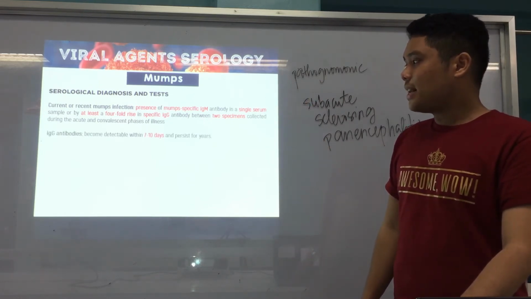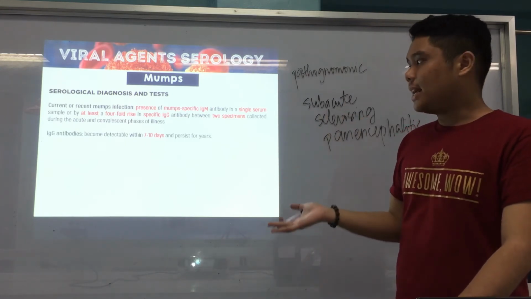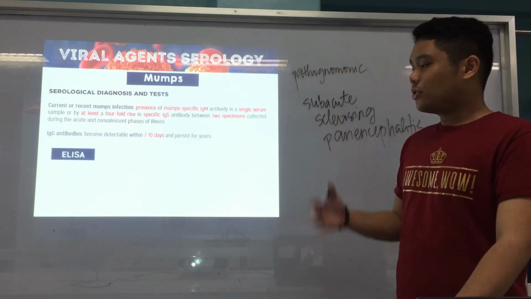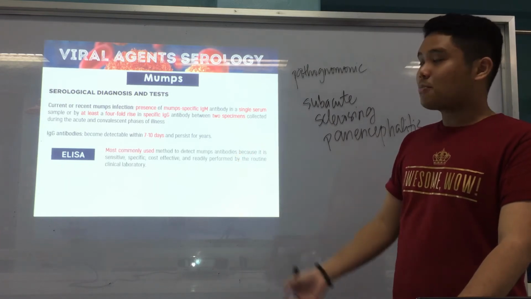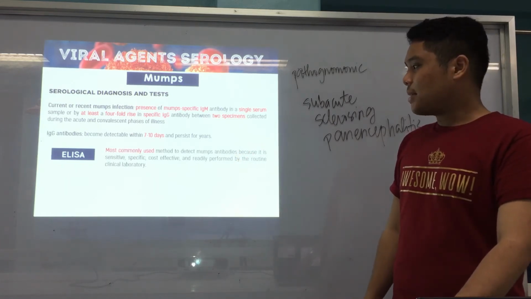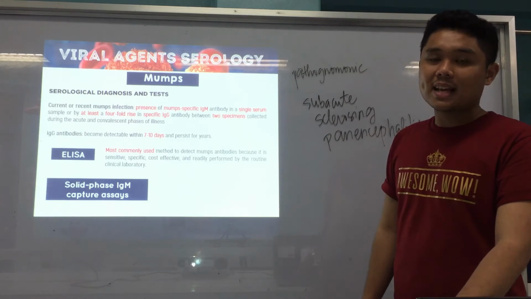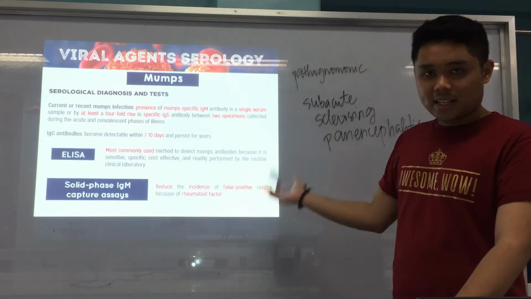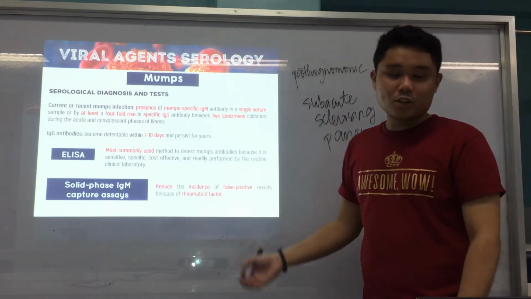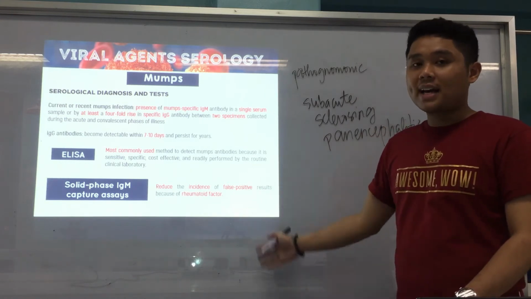And for IgG antibodies, they become detectable within 7 to 10 days and persist for years. So different methods: ELISA, the most commonly used method to detect mumps-specific antibodies, and we also use solid-phase IgM capture assays because it reduces the incidence of false positives caused by rheumatoid factor.